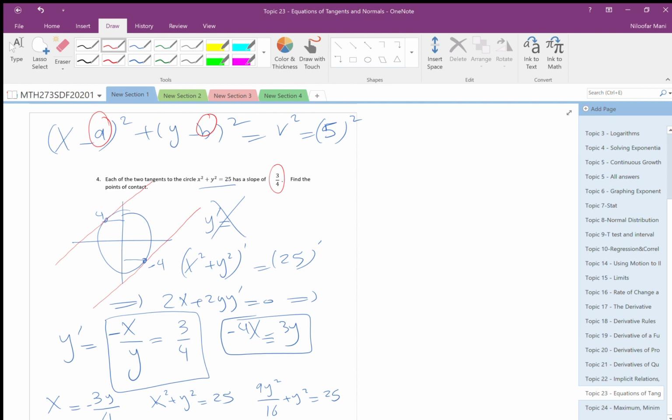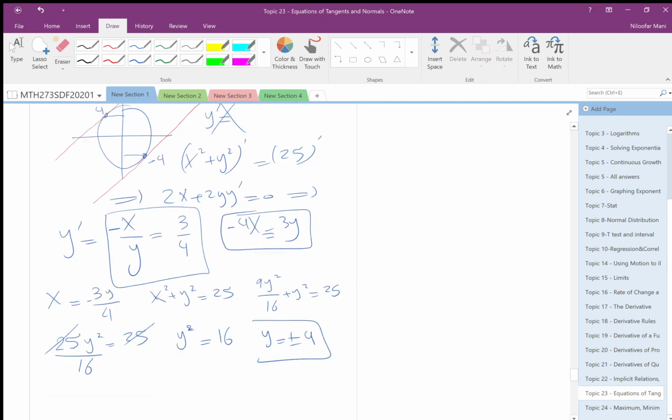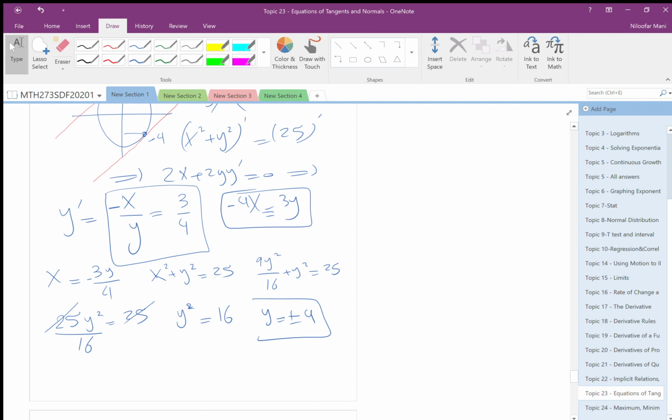Okay, so I can picture my circle, then I see I have two tangent lines, both of them should be parallel because both of them have the same slope. So I find y prime. How do I find y prime? I do it with the implicit method. When I find y prime, then I find the relationship between x and y. Then I can substitute in this equation, which was my original circle, and I can find y. So when I find y, then I can find x.